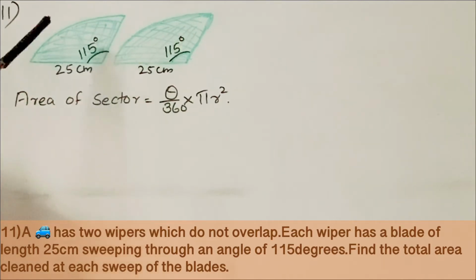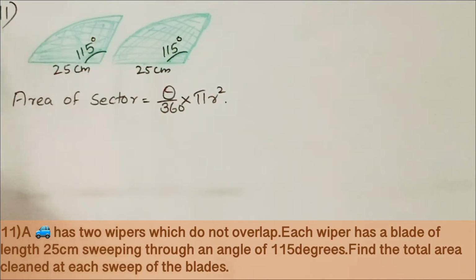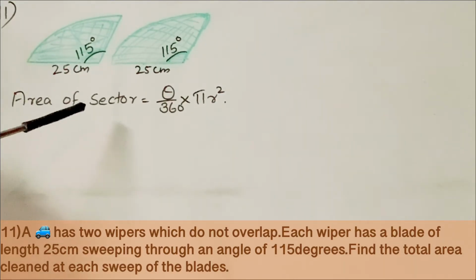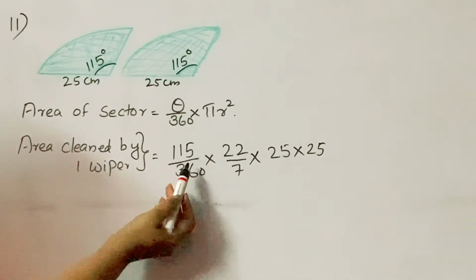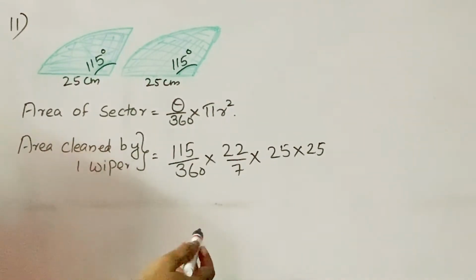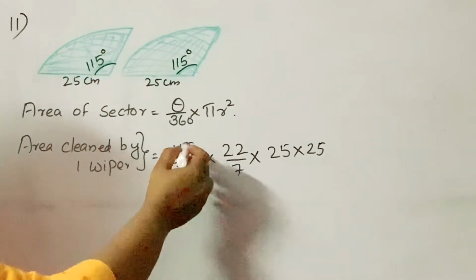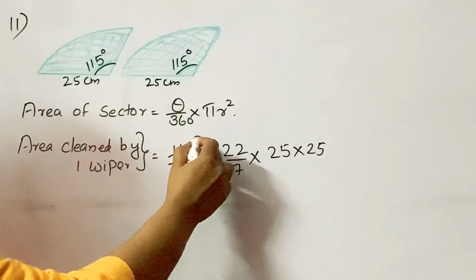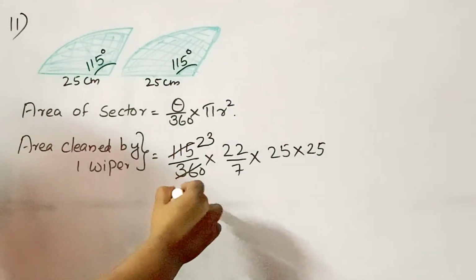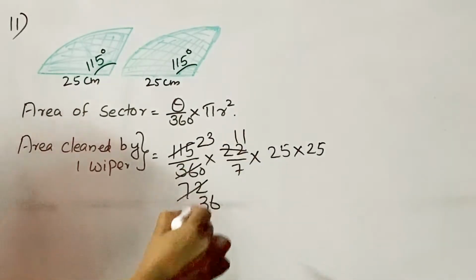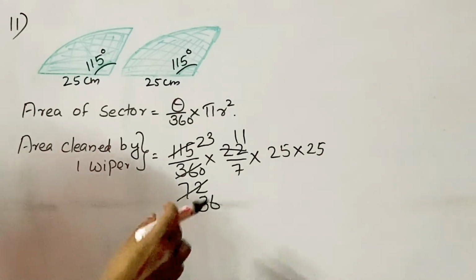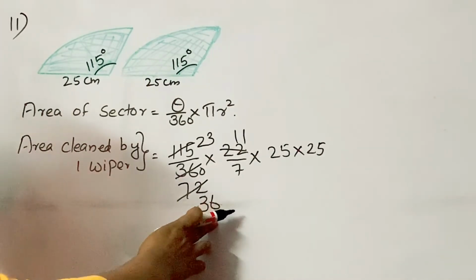Then we want to find the area swept by the two wipers. This is a sector. Area of the sector is equal to theta by 360 into pi r square. Substitute the values in the formula. Area cleaned by one wiper is equal to 115 by 360 into 22 by 7 into 25 into 25. Here 5 will go 23 times, 72 times, and 2 will go 36, here 11. That is 23 into 11 into 625 divided by 36 into 7.